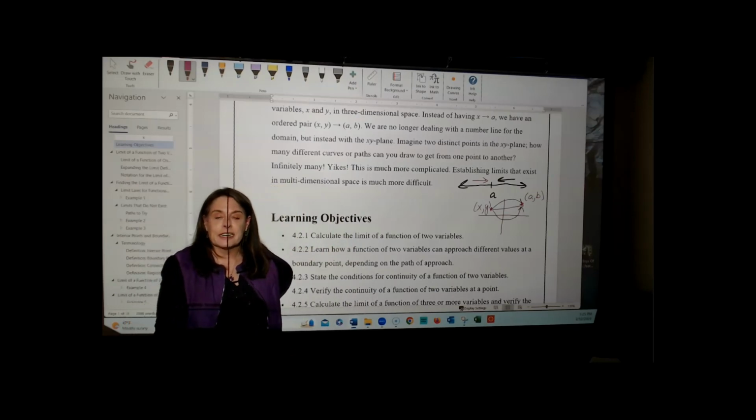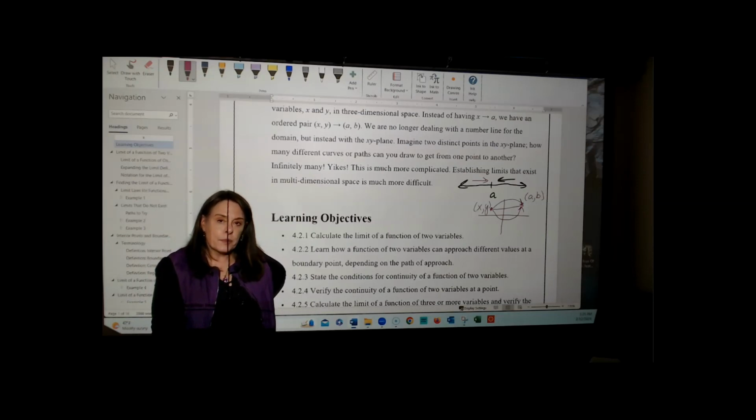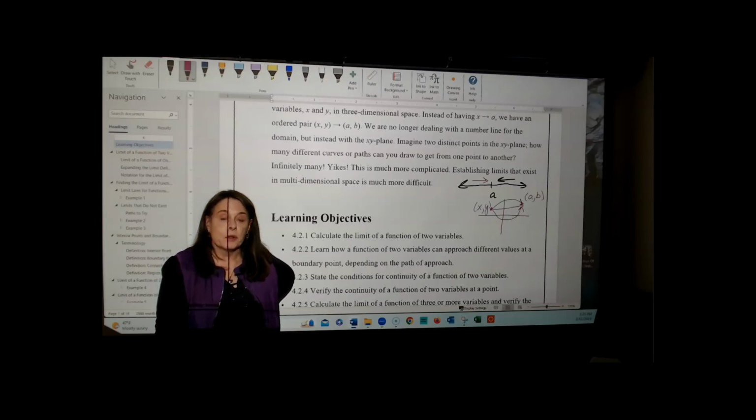Unfortunately, infinitely many. So as the ordered pair XY gets close to the ordered pair AB, does the dependent variable approach a single finite real number? That's the question we need to ask. But in this case, we're not limited to a finite number of approaches as we were for a function of one variable. There are infinitely many paths that will take us from one point to another in the plane.